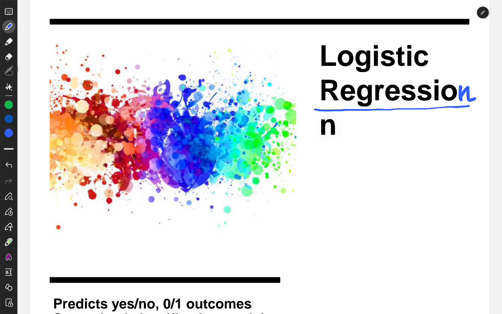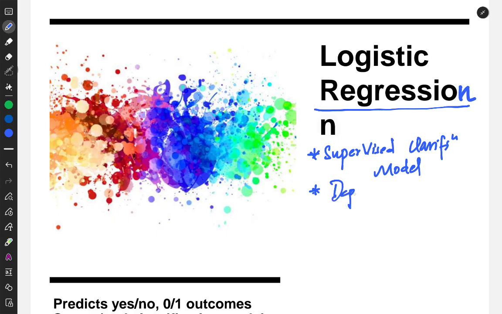The name is regression, but it is actually a supervised classification model, where your dependent variable is categorical or binary. Binary means 0 or 1, like that, right?